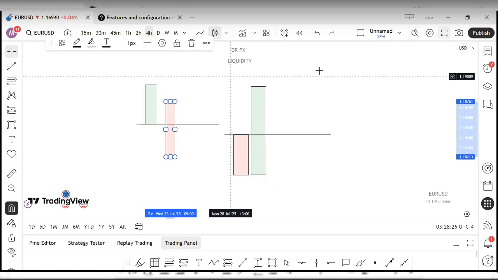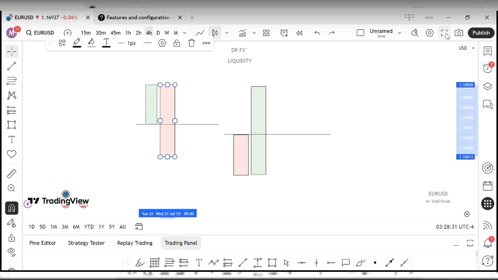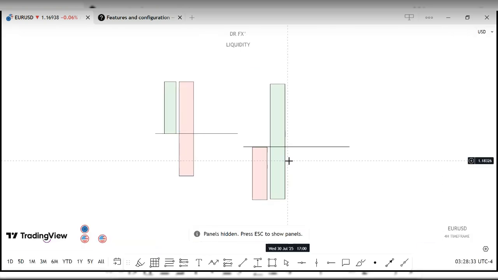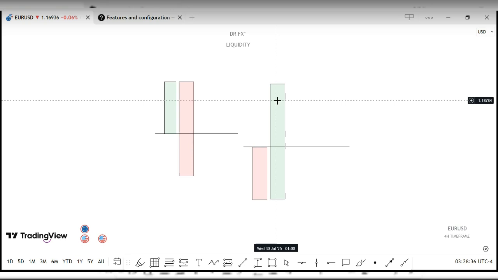Automatically to the downside there's a break of structure, and this one automatically to the upside there's a break of structure because there's an engulfing candlestick.